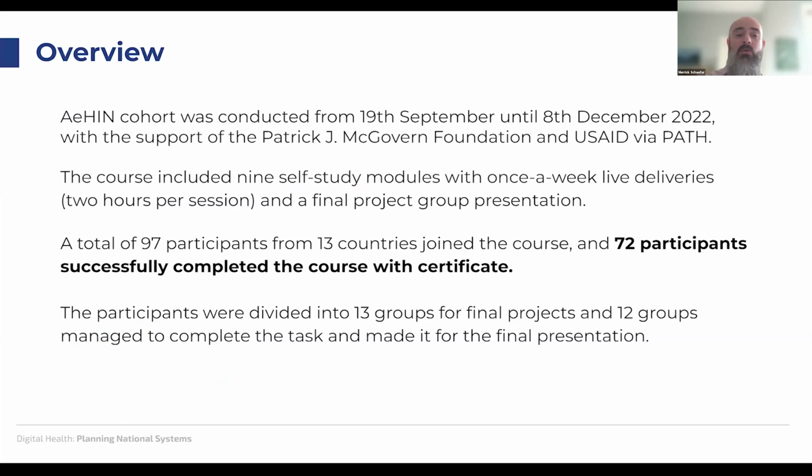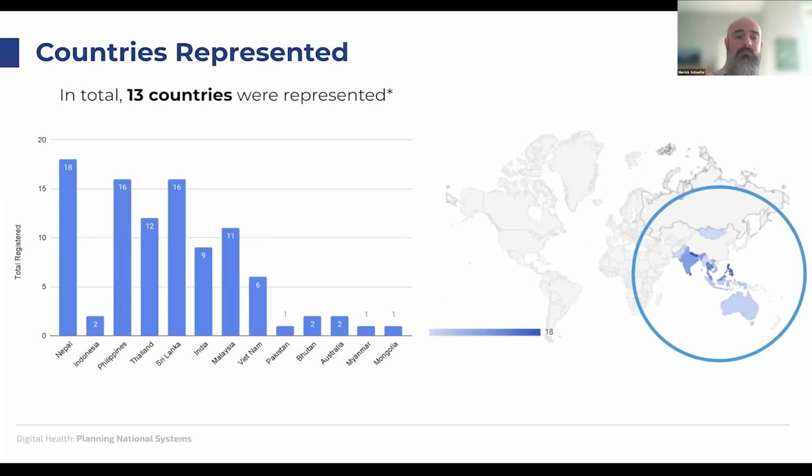This was supported by AHEN, by Patrick J. McGovern Foundation, USAID through the Digital Square mechanism and path. We had 97 participants from 13 countries, and 72 participants completed the course with a certificate. The participants were divided into 13 groups for final projects, and 12 groups managed to complete all the tasks and made it to the final presentation.